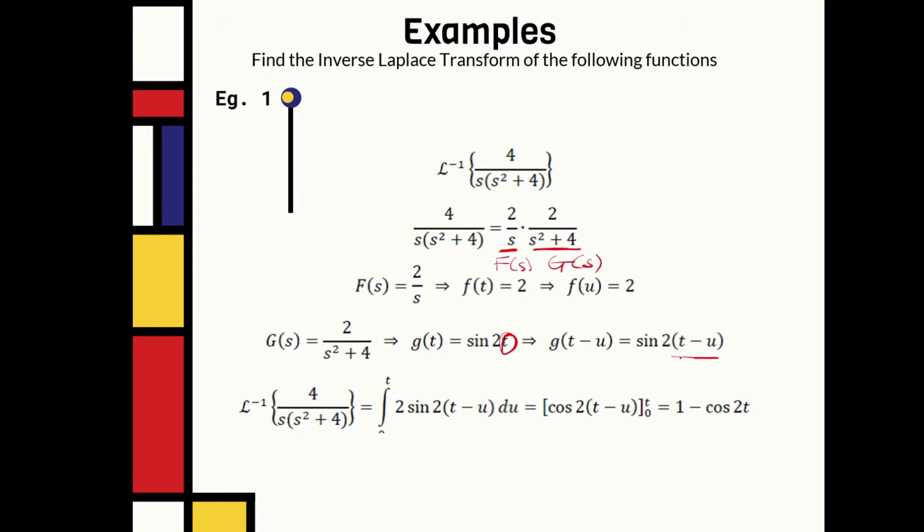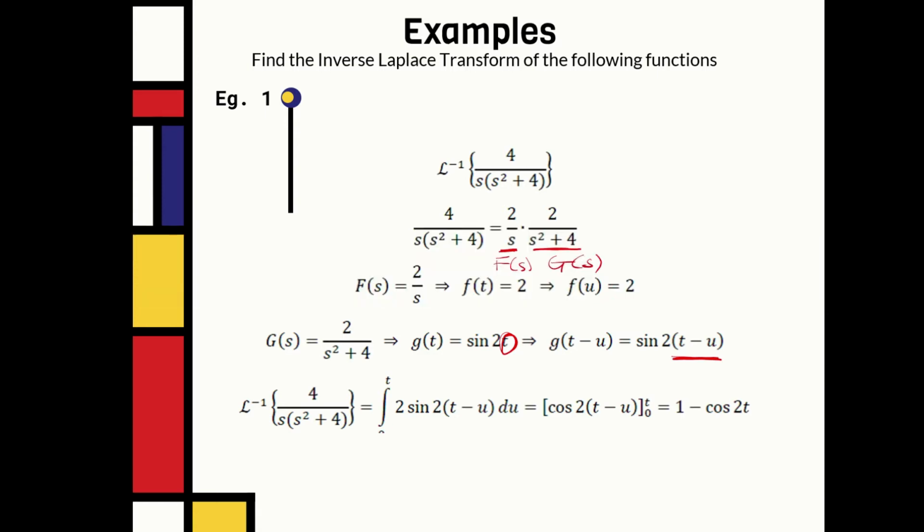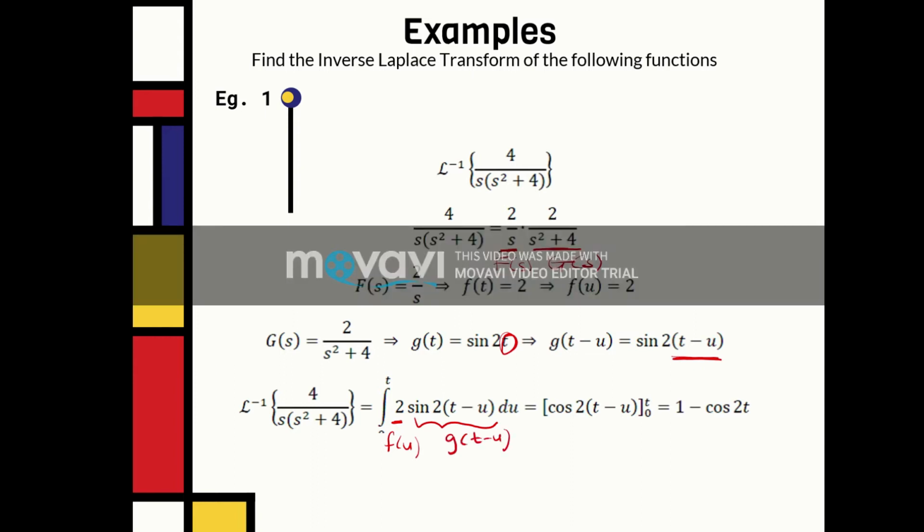So from the convolution theorem, the inverse Laplace of 4 on (s squared plus 4) is equal to the integration of f(u), this is f(u), and we know that sine 2(t minus u) is g(t minus u). Then we have the integration of 2 sine 2(t minus u) with respect to u.